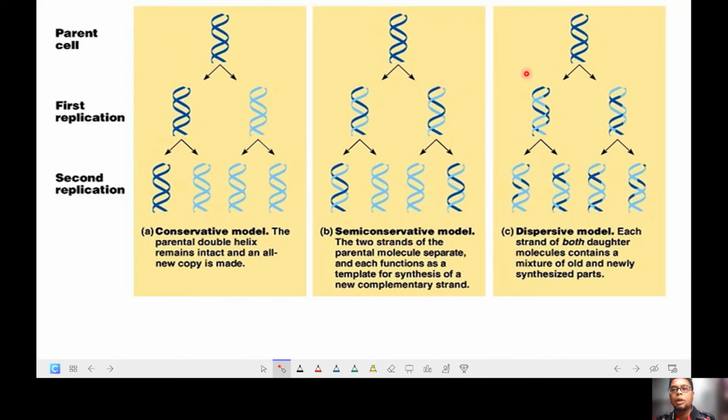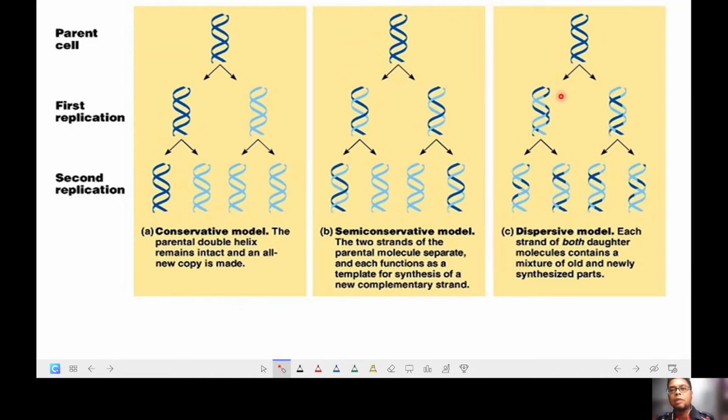But for the third model, the dispersive model, the original parental strand will become fragments. Each of the fragments will become a template to form new DNA fragments. As a result, at the end of this replication process, one DNA molecule consists of a combination of the original old fragments and the newly formed fragments of DNA. The same goes for over here.